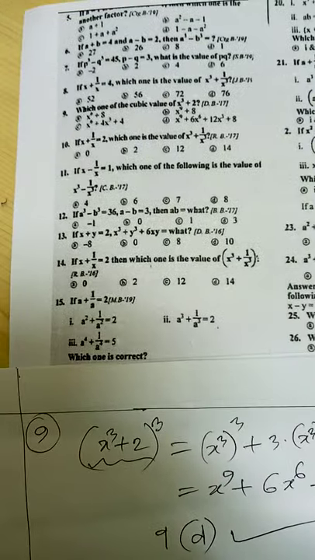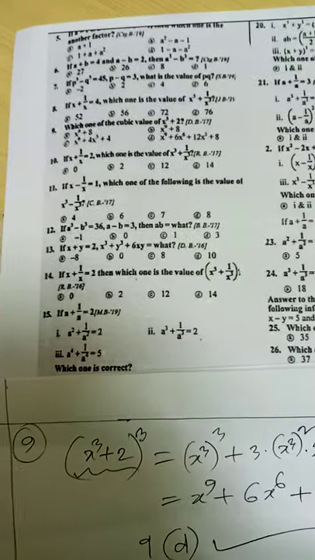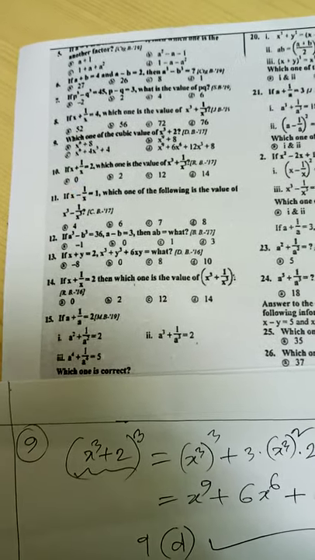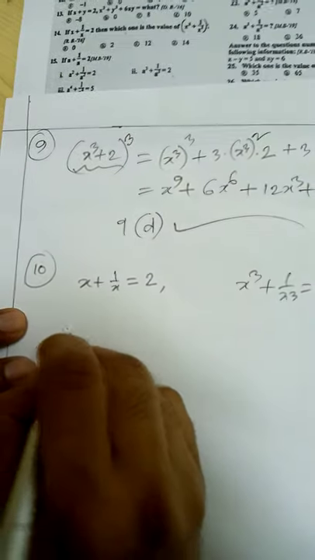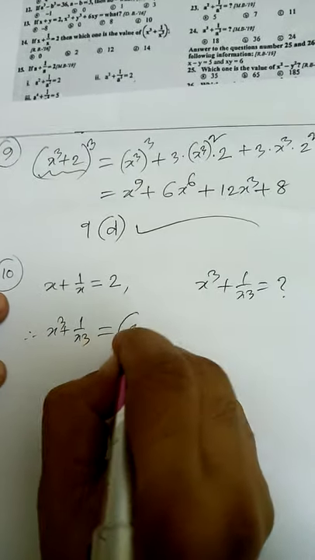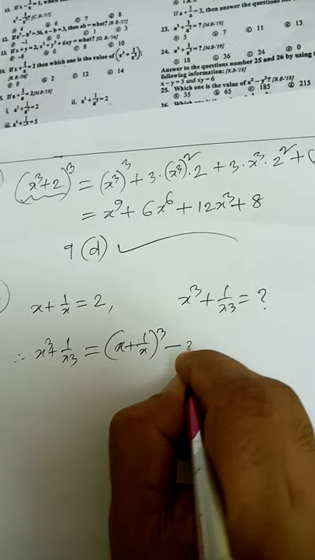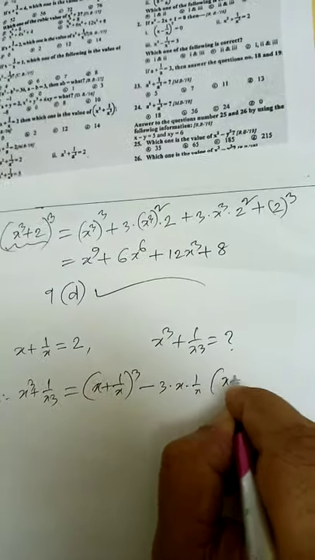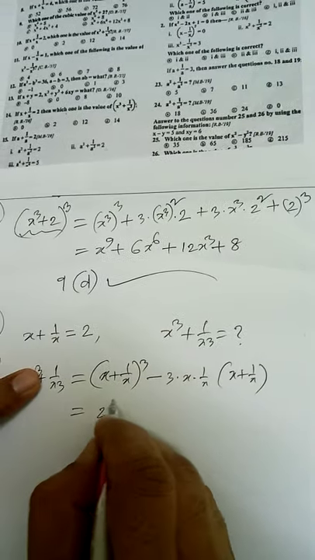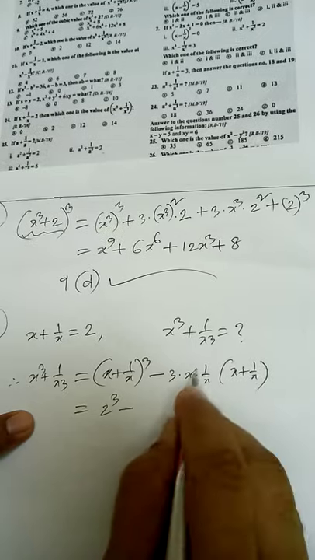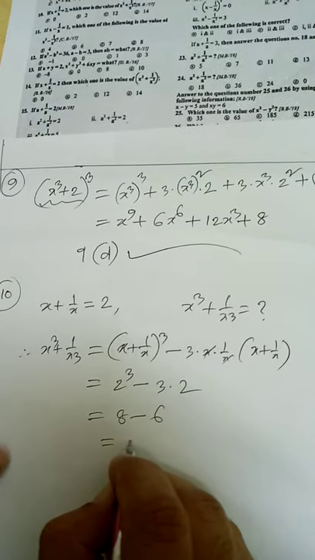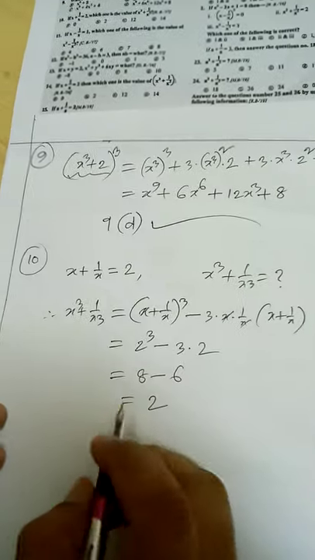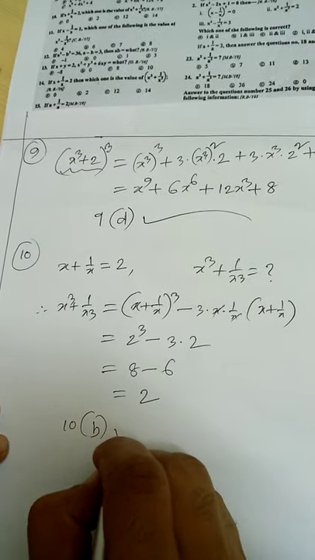Question number 10. Given x plus 1 by x equal to 2, what is the value of x cube plus 1 by x cube? So again this is like question number 8. x cube plus 1 by x cube equal to x plus 1 by x whole cube minus 3 into x into 1 by x into x plus 1 by x. Then put the value of x plus 1 by x as 2, x into 1 by x cancels, 3 into 2. 2 cube equal to 8, 3 into 2 equal to 6, 8 minus 6, 2. So which one is correct? Question number 10, B is correct.